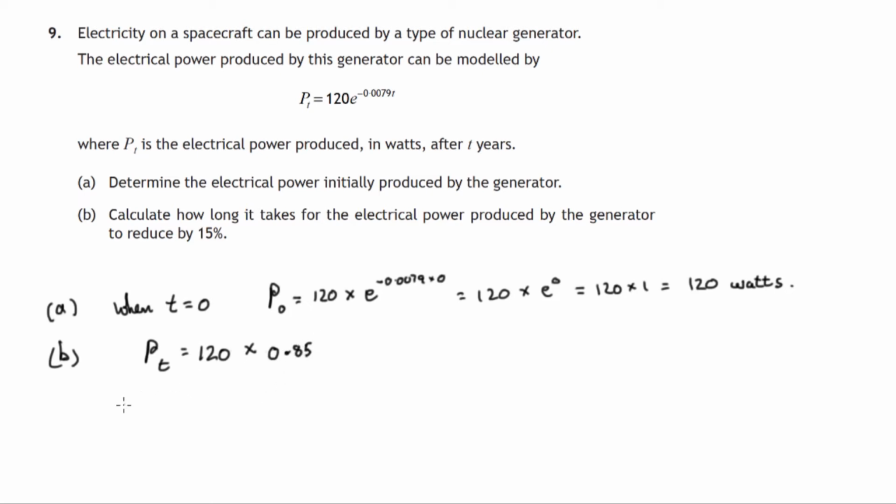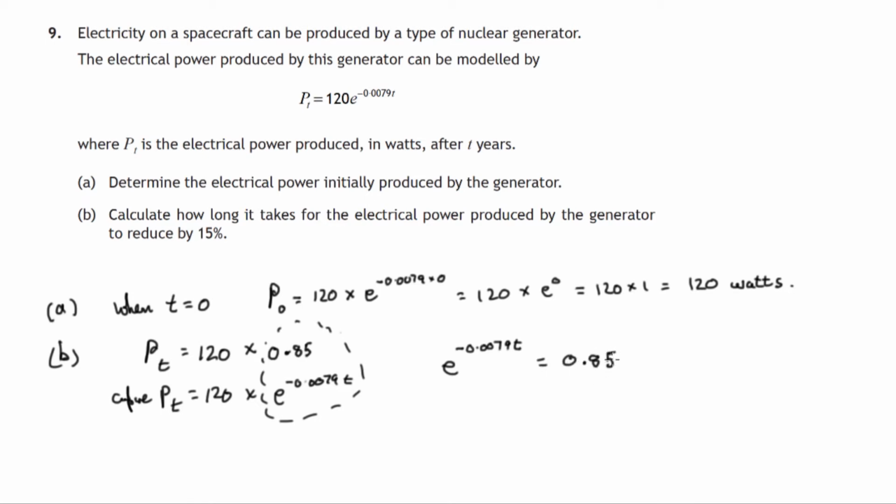So if we compare finding 85% of 120 with the formula we've got, which is 120 times e to the negative 0.0079t, then you notice that these two have to be equal. We have to get this factor of e to the negative 0.0079t to be equal to 0.85. That would produce a reduction of 15% on the initial 120.